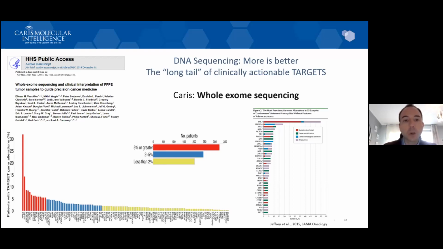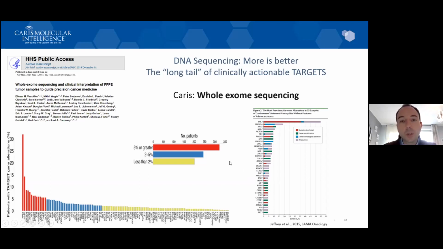And of course, all of us know this famous long tail of clinically actionable alterations. This is a general publication from the year 2014. They used whole exome sequencing, and they demonstrated this quite well. But also specifically in the context of cancer of unknown primary, it's exactly the same. So you see, it's exactly the same.